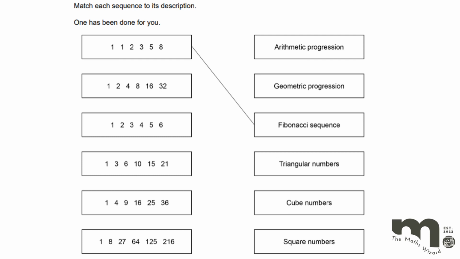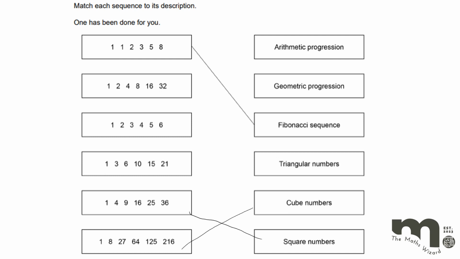Okay, I'm going to start with the more straightforward ones then. So this one here should be square numbers because we've got 1 times 1, which is 1, 2 times 2, which is 4, 3 times 3, which is 9, 4 times 4, which is 16, and so on. So that's probably the most straightforward one.